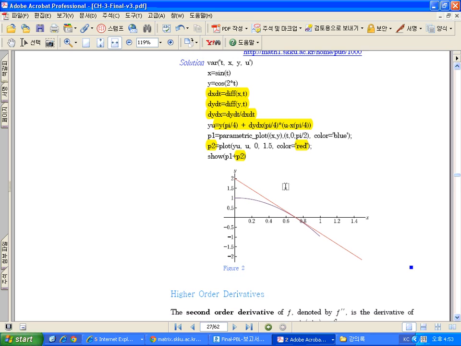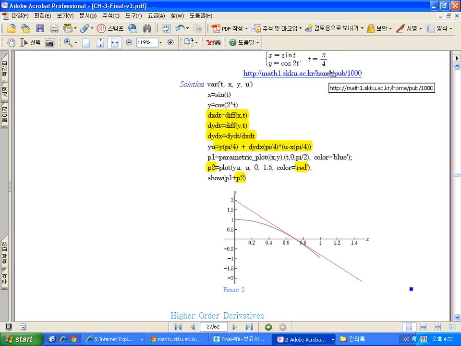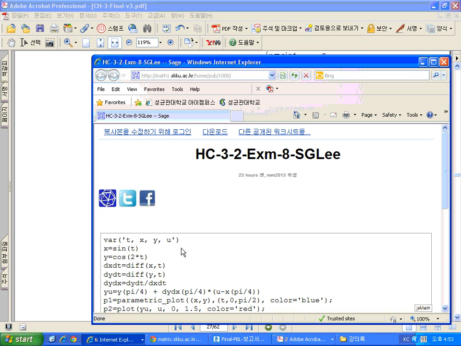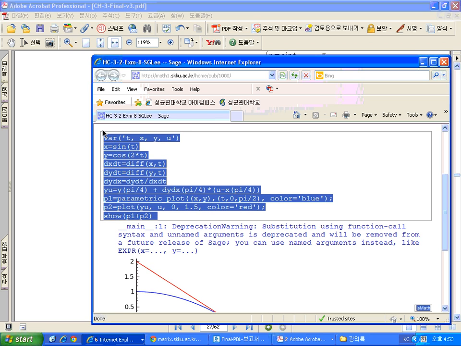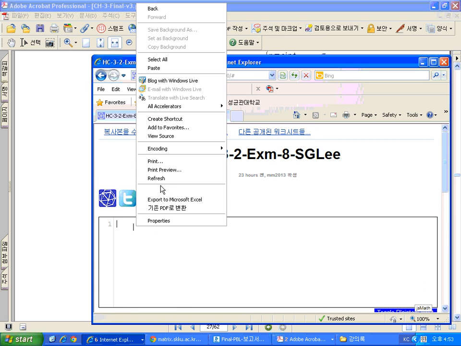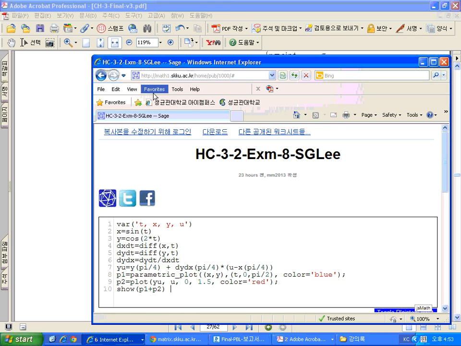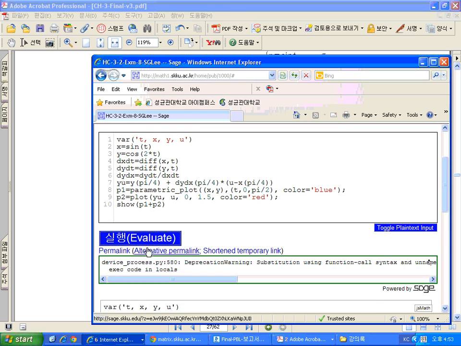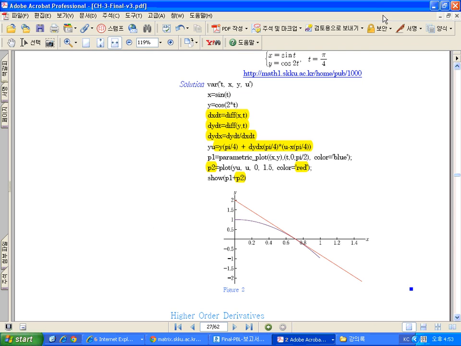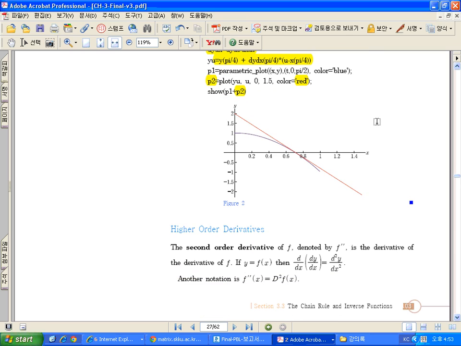Okay, you may go there to copy this. If you go inside, then you will see the code here, which can be copied, and you may click here to compute, and paste here. Then you do evaluate, and that will give you the graph that you have. Okay, that's the way that you use the code that I have developed for you.